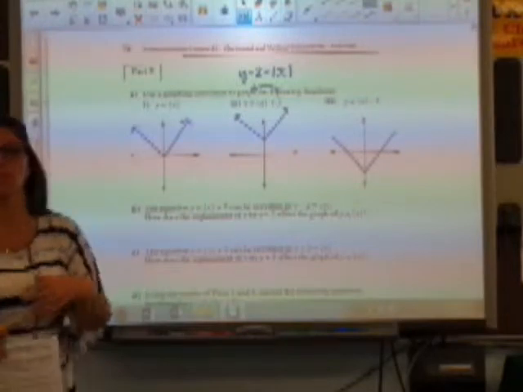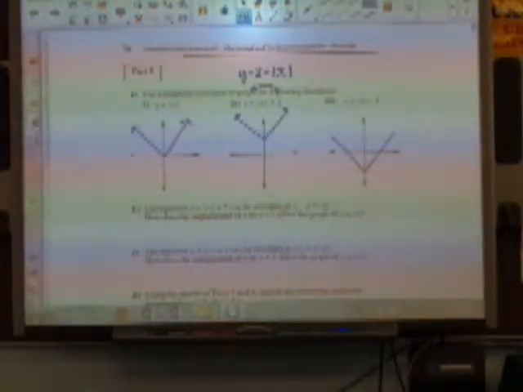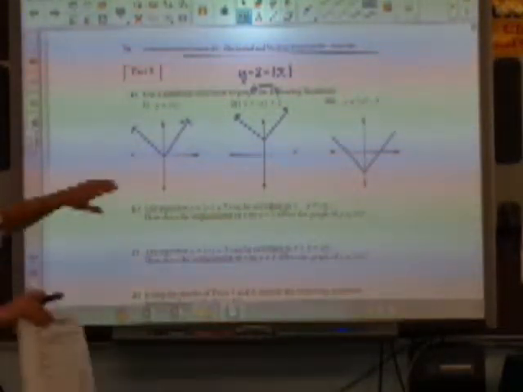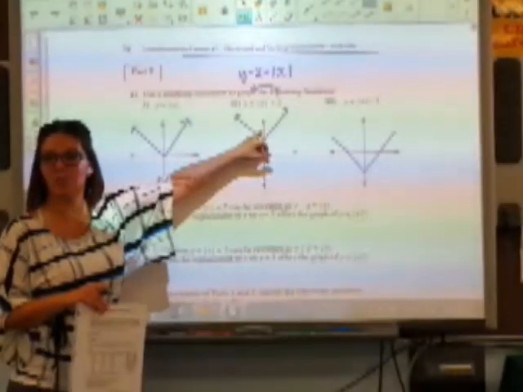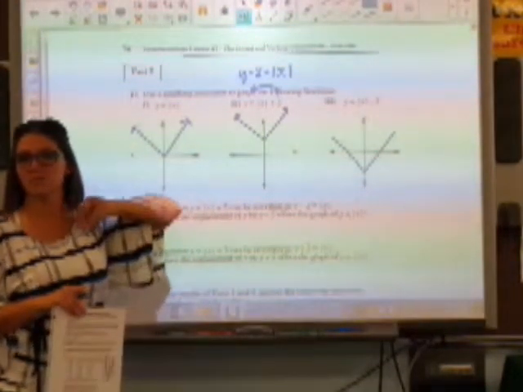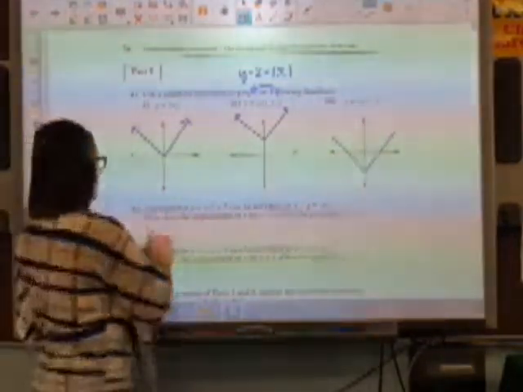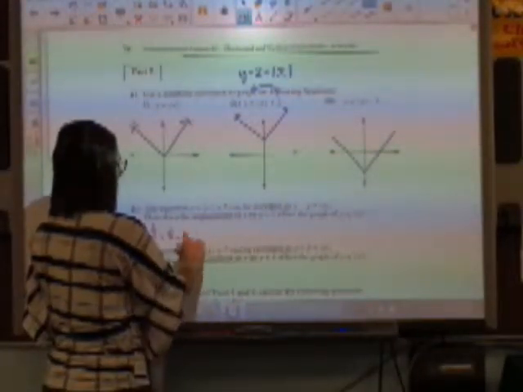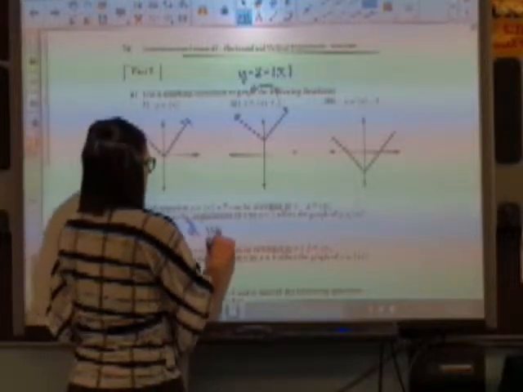So that's a replacement, replacing the y with a y minus 2. So how did that impact the graph? What did that do to this graph? Translated vertically 2 units up. There we go. So translated vertically 2 units up.